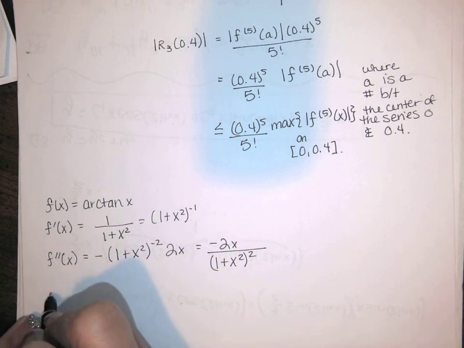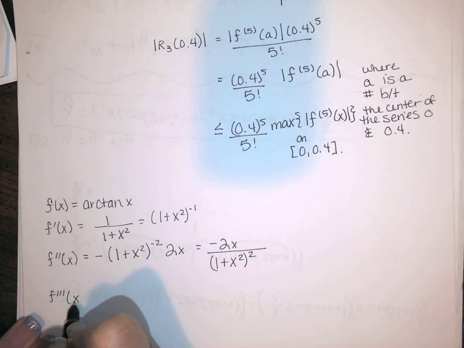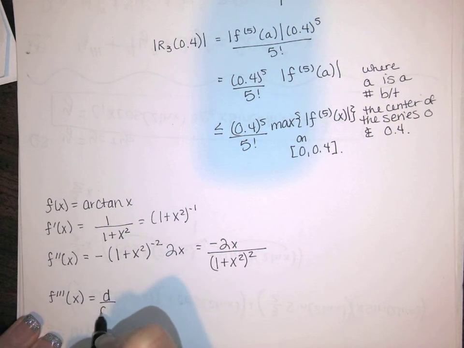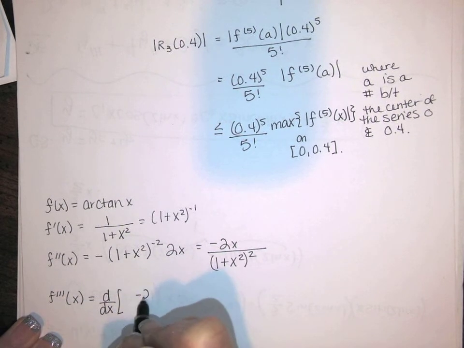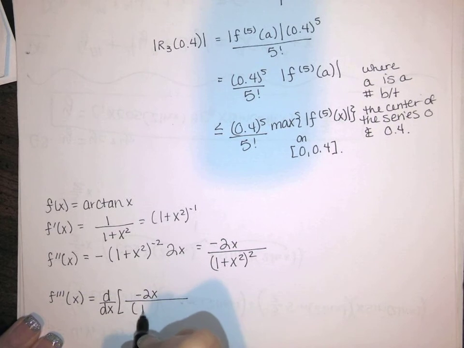That's the second derivative. I need the fifth derivative, so we've got to take the derivative again. This time it makes sense to use the quotient rule because that numerator has an x in it.